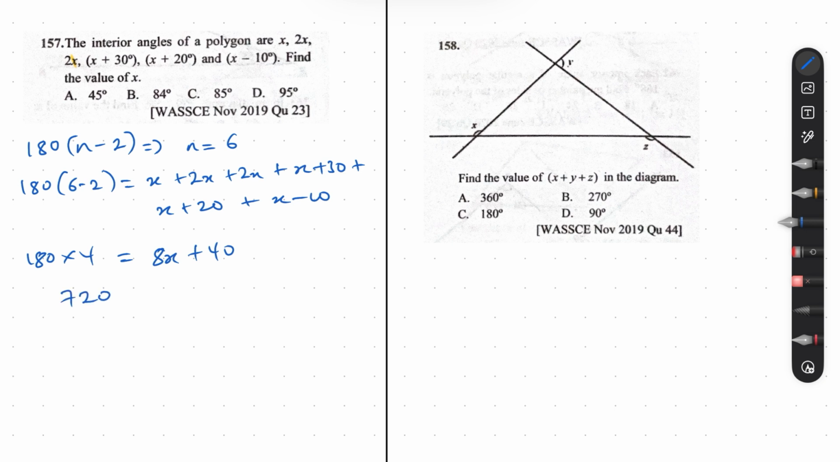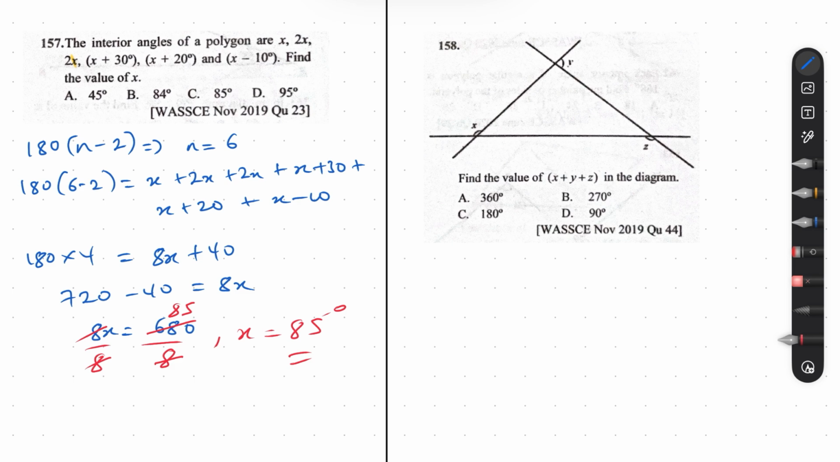Cool. So now we have 720 minus 40 equals 8x. That means 8x is equal to 680. So we can divide both sides by 8. 8 cancels 8. And then 8 goes into 680 how many times? 85 times. Our x will be 85. Okay, cool.